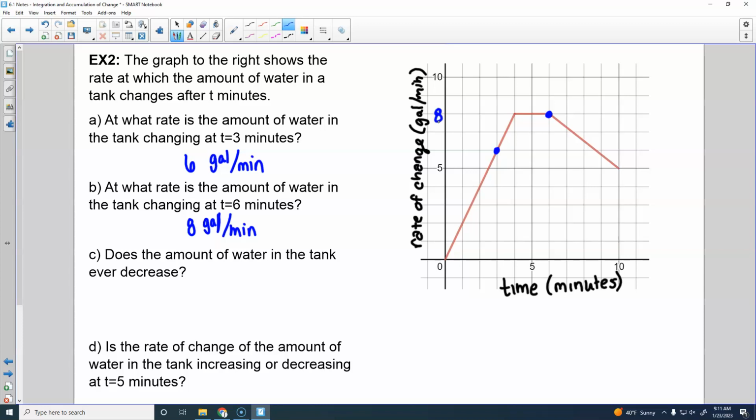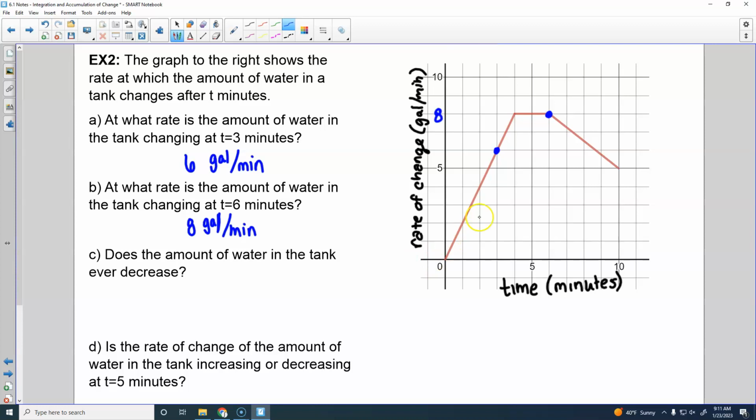Does the amount of water in the tank ever decrease? Okay. Connor says no. What about over here, Connor? This looks like it's decreasing to me. Okay, because it's asking us about the amount of water, right? Is this the graph of the amount of water? It is not. So when we see this decrease, it doesn't mean the amount of water is decreasing because this is not the graph for the amount of water.